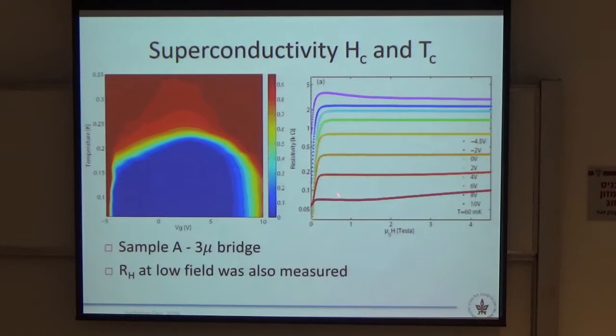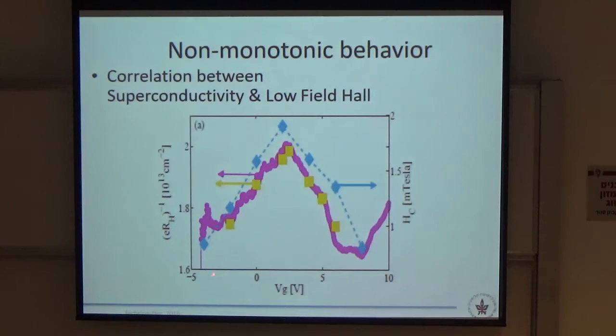Okay, and now we can measure the upper critical field, and we can look at the superconducting properties. Now this is gate voltage, and this is upper critical field, or Hc2, it's also called that. And this is the low field Hall. So this was the first surprise, because this low field Hall follows this dome of the superconductivity. Okay, so maximum Hc2 is where maximum Hall is.